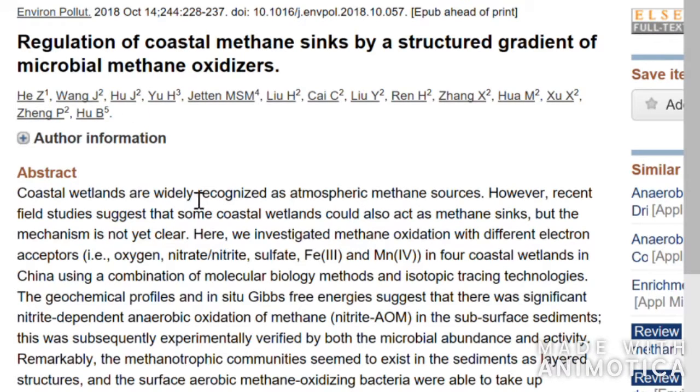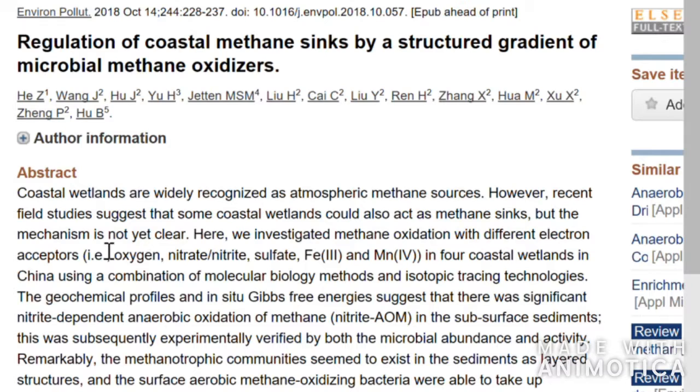Okay, so coastal wetlands are widely recognized as an atmospheric methane source. They got a lot of methane, or the atmosphere has a lot of methane in coastal wetlands. That's easy to interpret. However, recent field studies suggest that some coastal wetlands could also act as methane sinks, so they could help methane disappear, but they don't know what's going on.